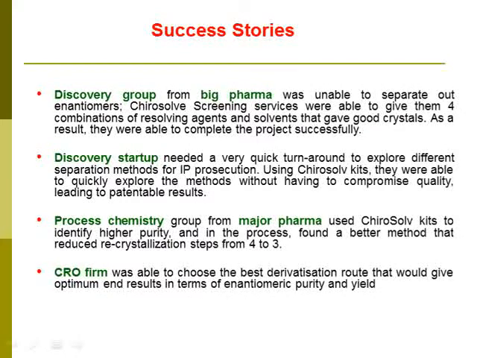Fourth example: a CRO firm had multiple route possibilities for their intermediate and could not decide which one to use. Using the kits, they were able to explore the multiple routes and choose the best derivatization route that would give them optimum end results in terms of enantiomeric purity and yield.